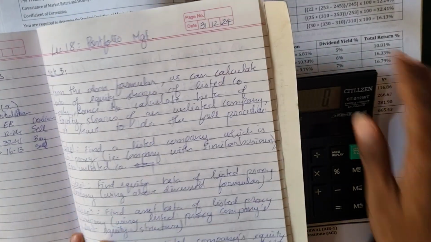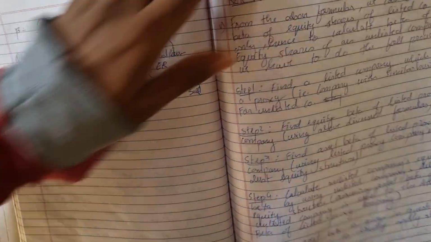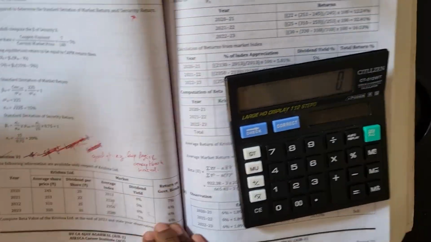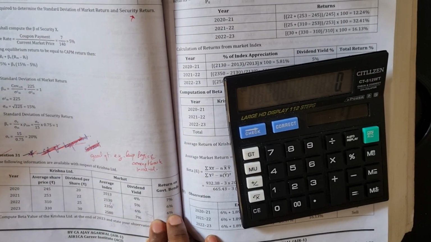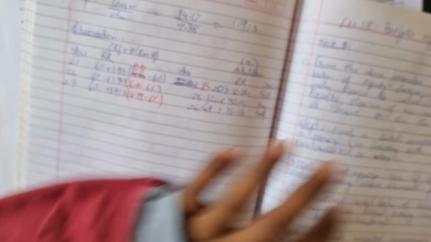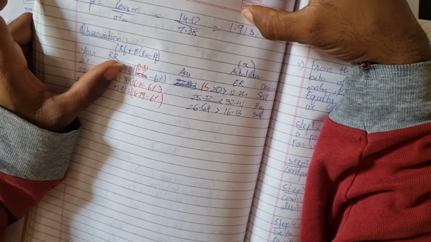CAPM, see, 6% was the risk-free rate of return. For the corresponding year, what was the risk-free rate? It was 6%, 6%, 6%. Every year it was only 6%. So we took 6% plus our beta.